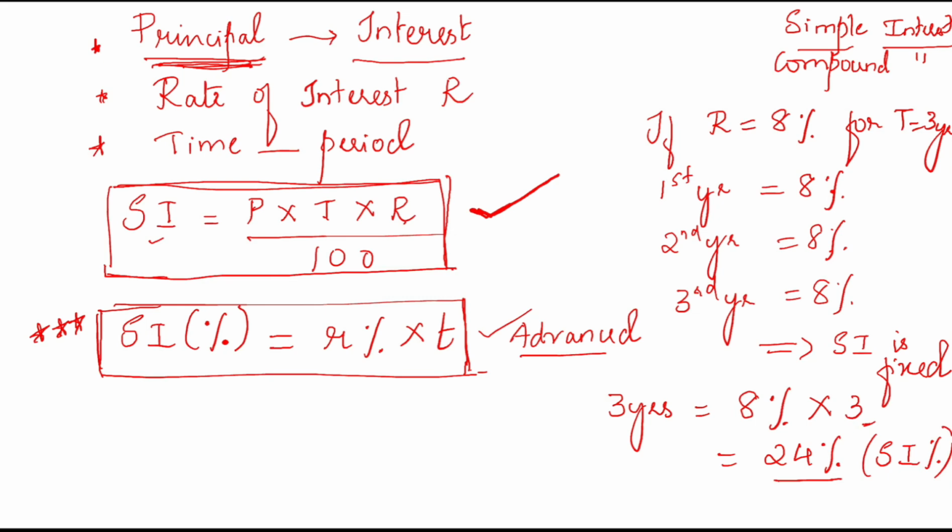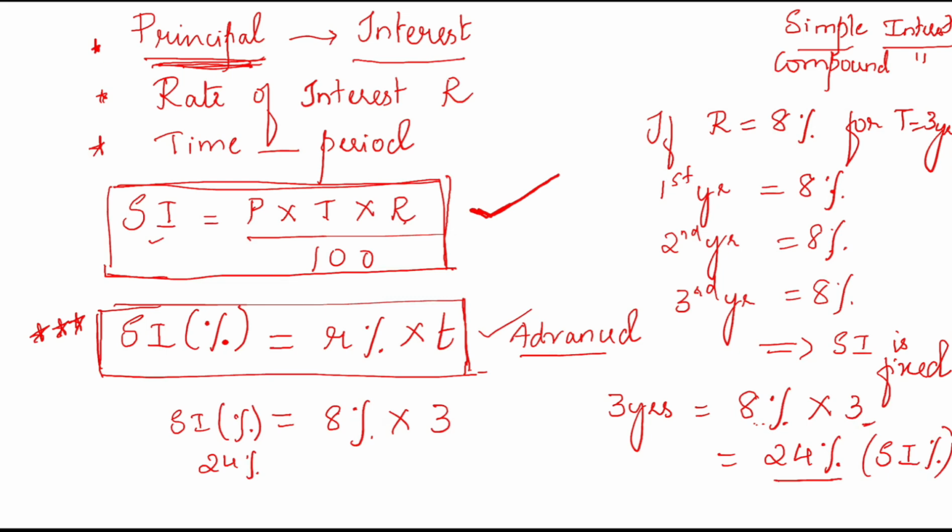So in that way we got this. So how did we do that? 8% is nothing but the rate percent, isn't it? Into, for how many years we are giving it? For 3 years. So R percent into T is nothing but SI percent, which is nothing but 24%.